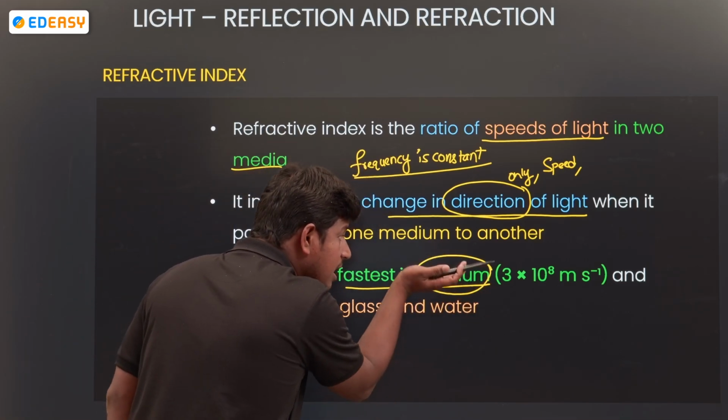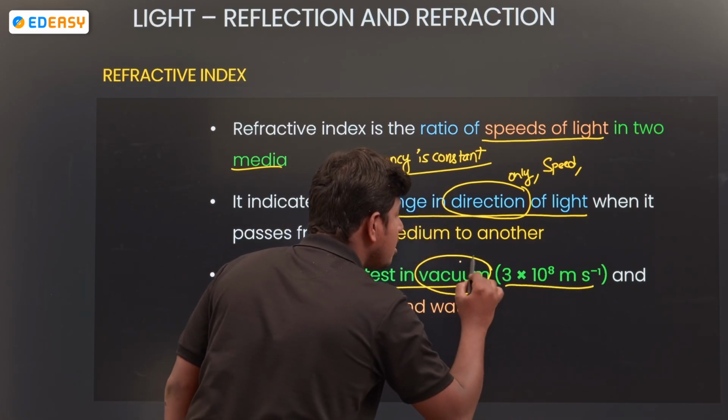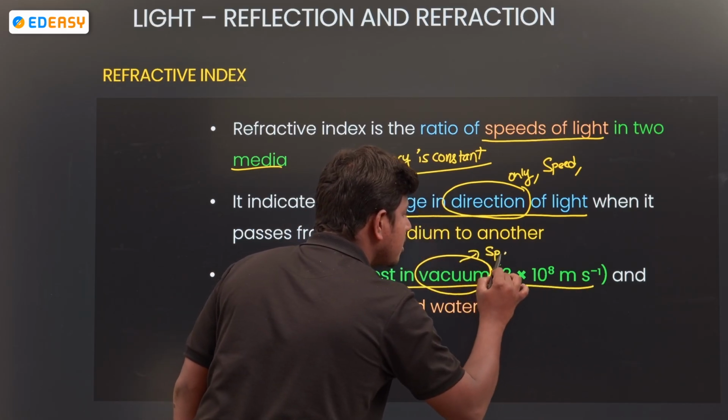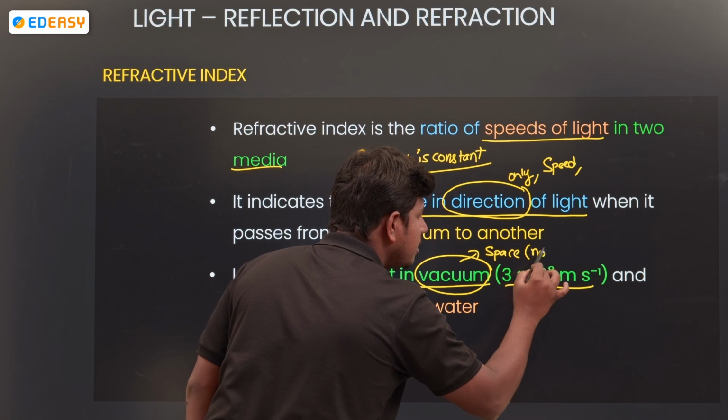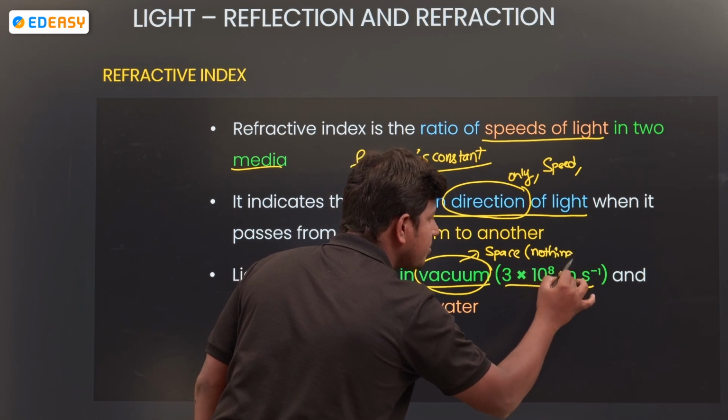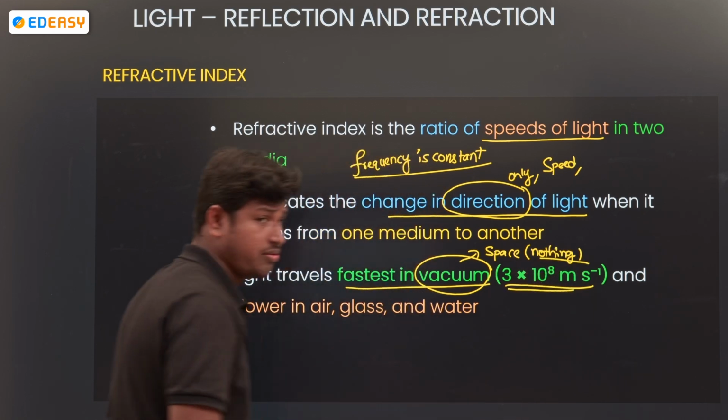Why does light travel so fast in vacuum? Because in space, nothing is present, no molecules or atoms. That's why it is traveling this fast.